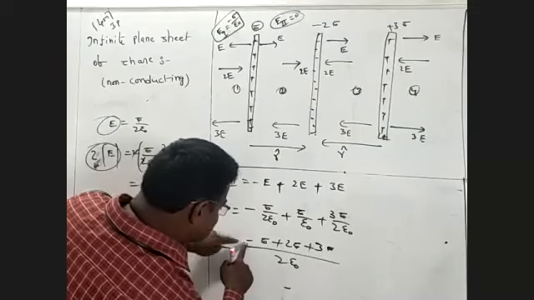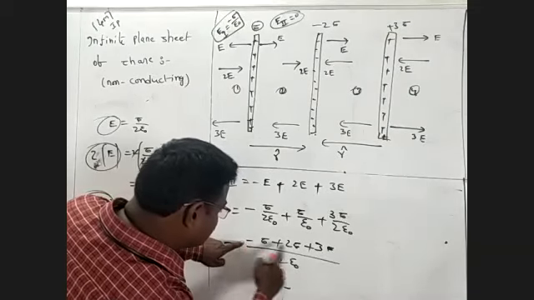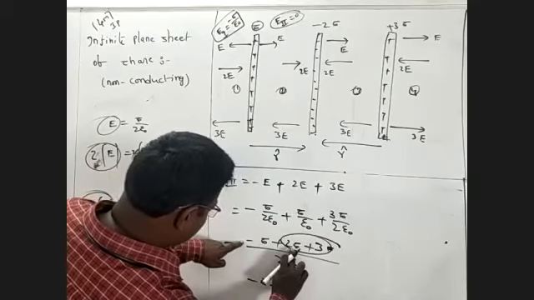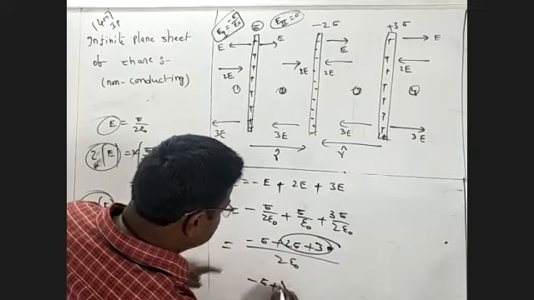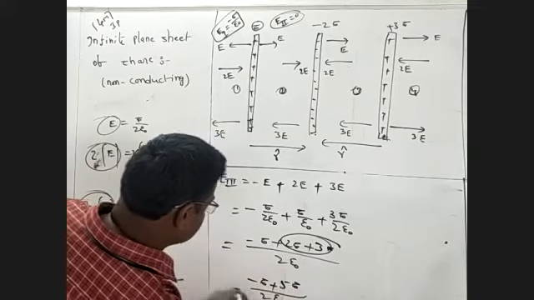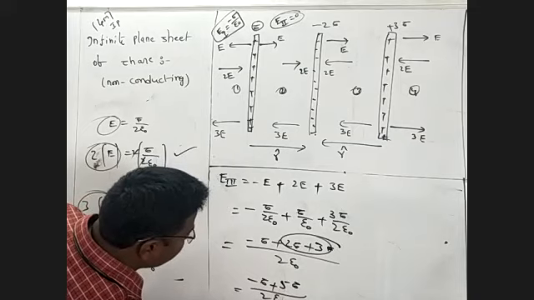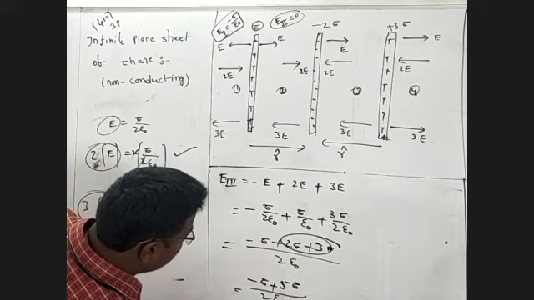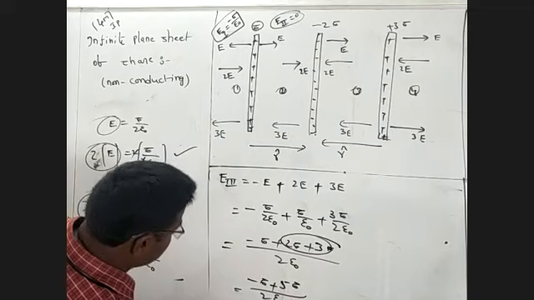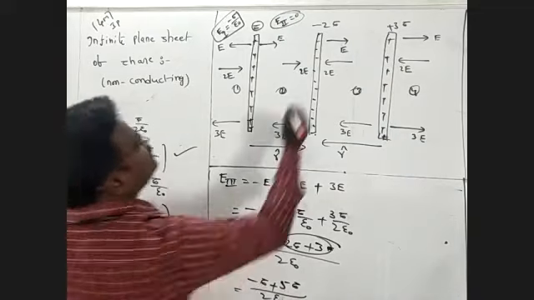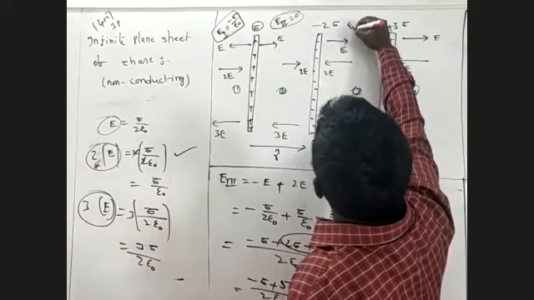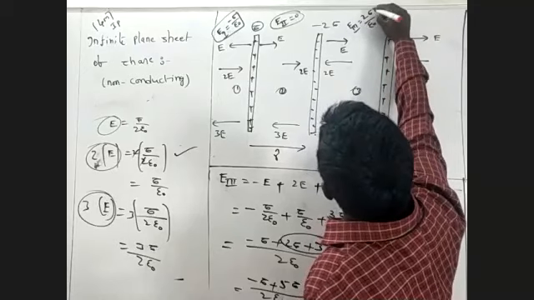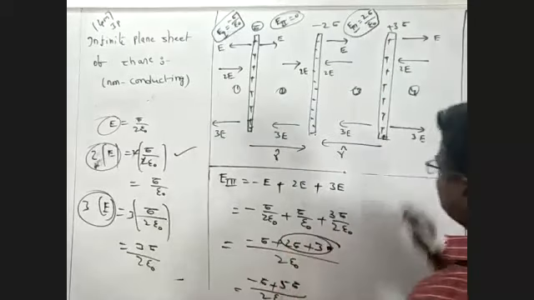So this is minus sigma plus 2 sigma plus 3 sigma, which is 4 sigma by 2 epsilon naught. The 2 cancels, giving 2 sigma by epsilon naught. So E3 is equal to 2 sigma by epsilon naught. That is the next one.